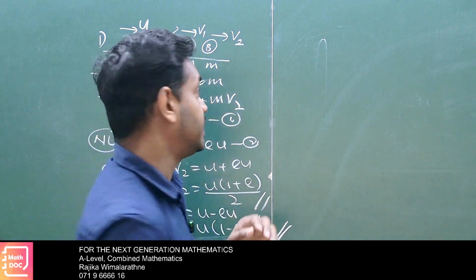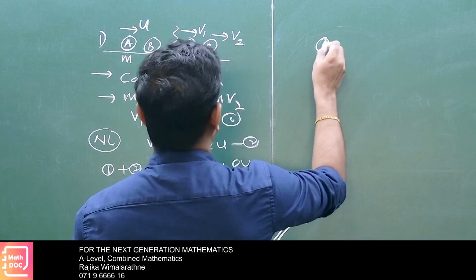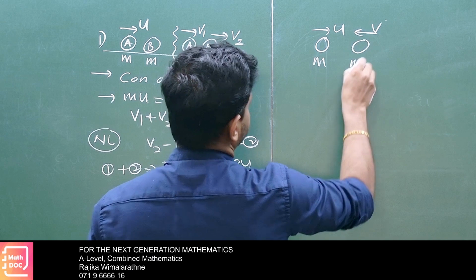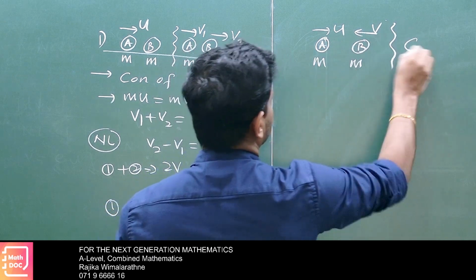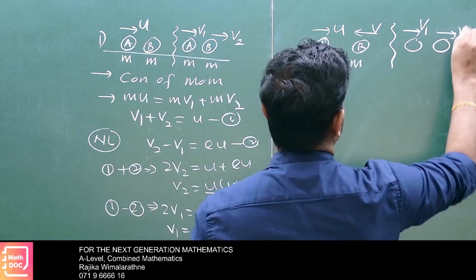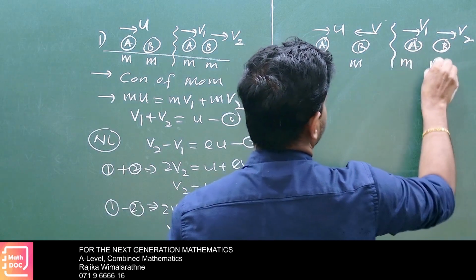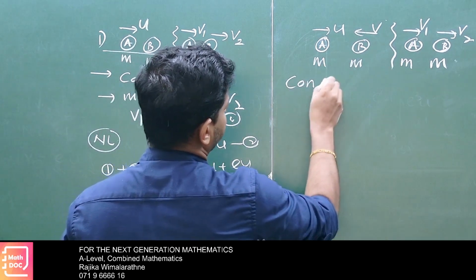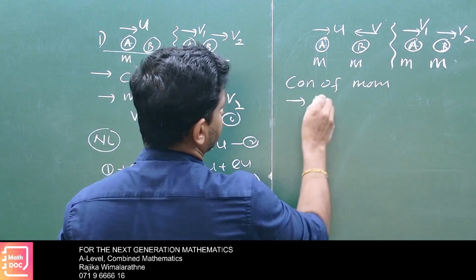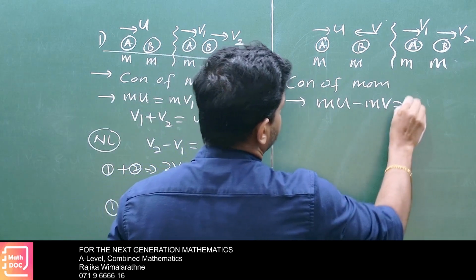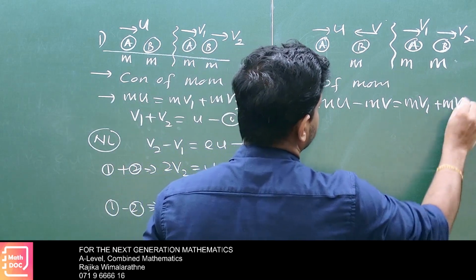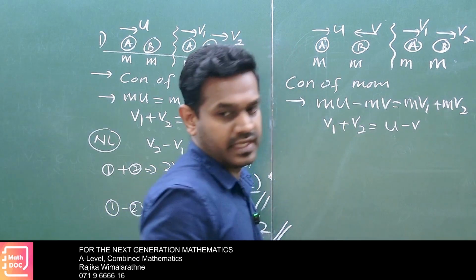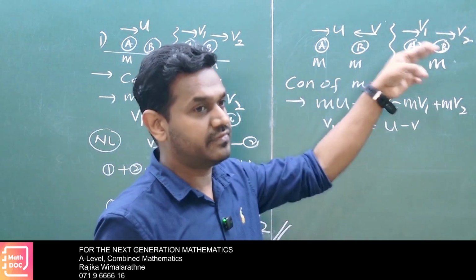Okay. Now you take another one. Here, the second case: velocity u, and in the opposite direction velocity v, masses m, take A and B. Do with me. Here after collision take velocities v1, v2. Now conservation of momentum: mu minus mv equals mv1 plus mv2. Then v1 plus v2 equals u minus v. It is always better to mark v1, v2 in the same direction.